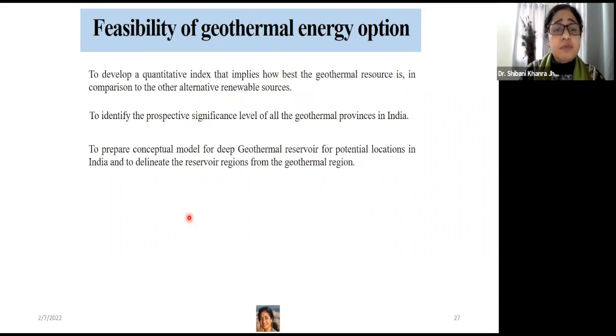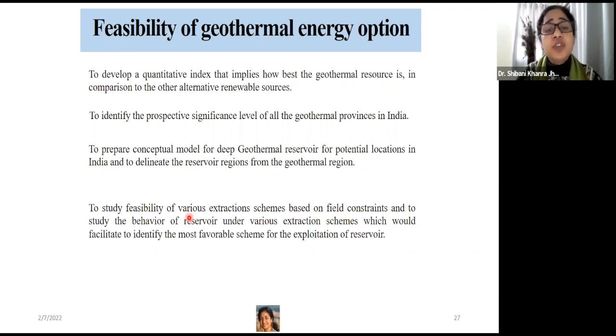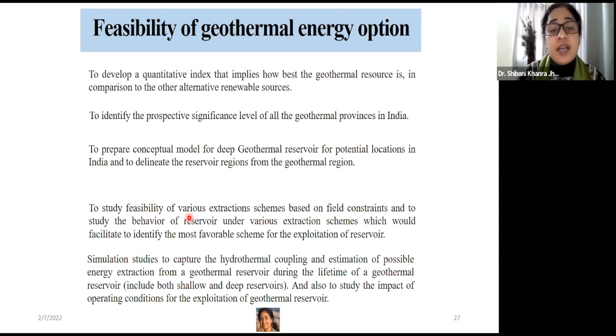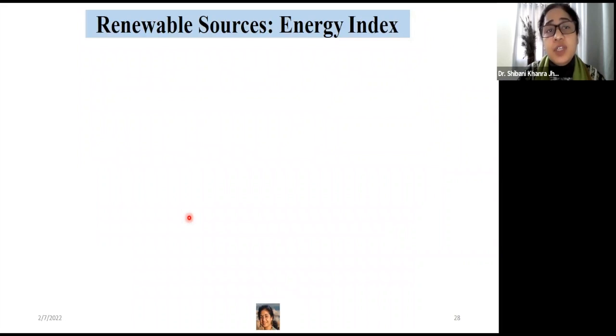Then also, delineating the geothermal reservoir for assessing the potential of geothermal extraction, and at the same time studying the various extraction schemes which will lead to the potential expected from it. And then some studies related to simulation, which will also indicate what the recovery from a particular reservoir would be in its lifetime. So these are some of the feasible ways to study geothermal options. We'll look into some of them and discuss mostly in the context of these renewable resources.